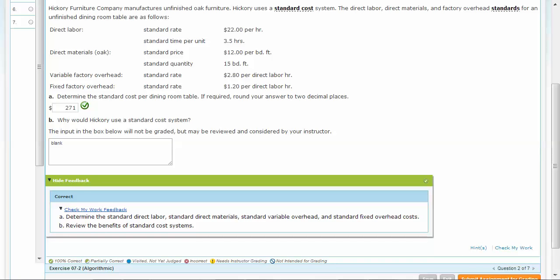We can also measure the efficiency and effectiveness of our workforce by comparing the standard direct labor costs to our actual. And also we can measure how effectively we're using our machinery and the factory overhead. I hope this helps.